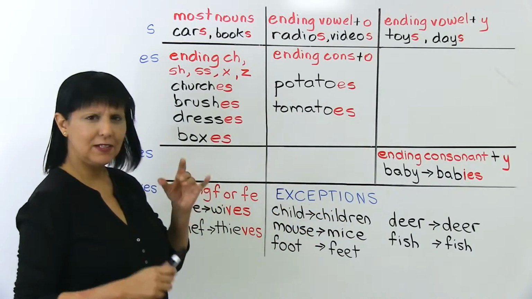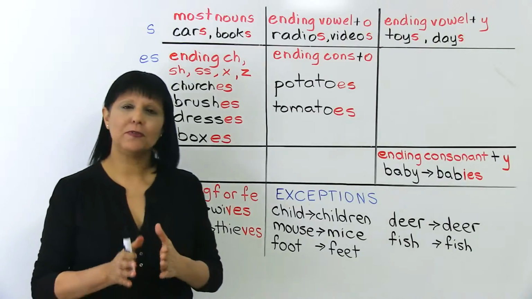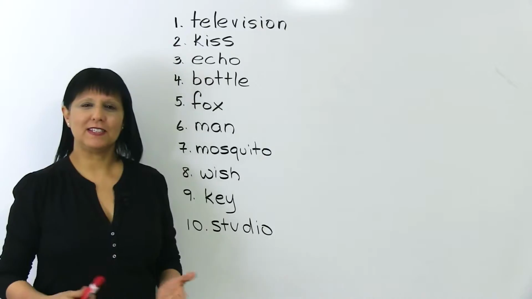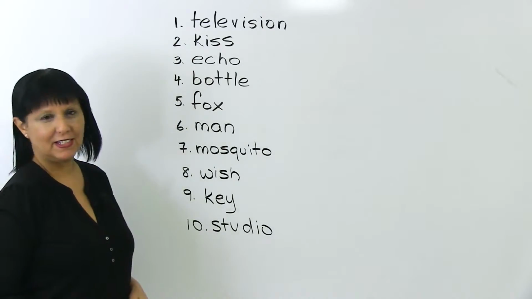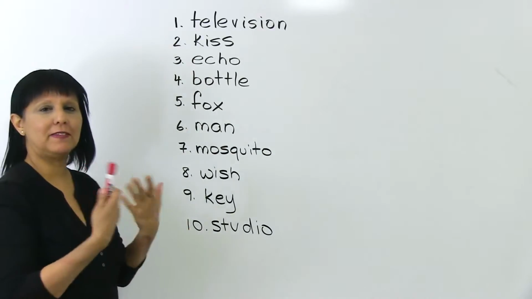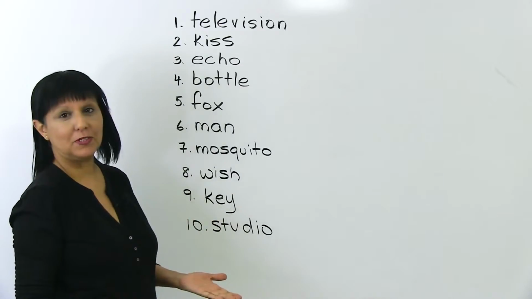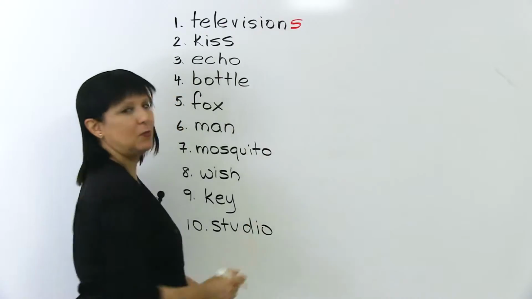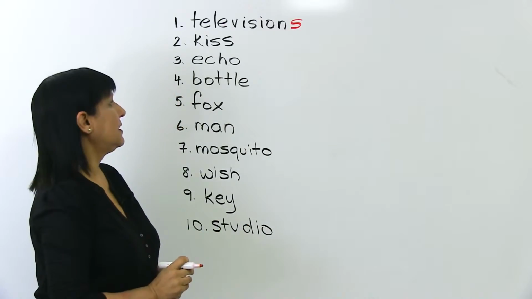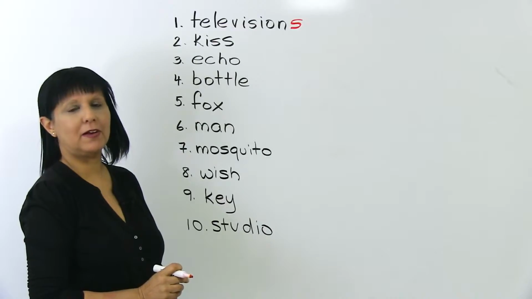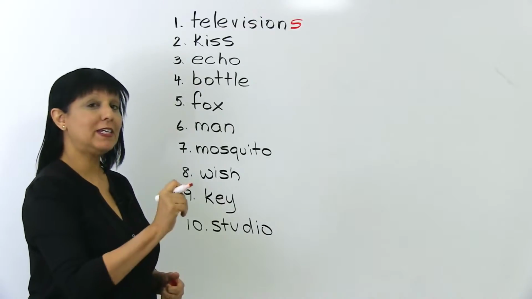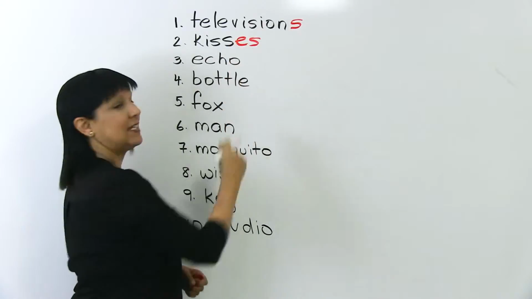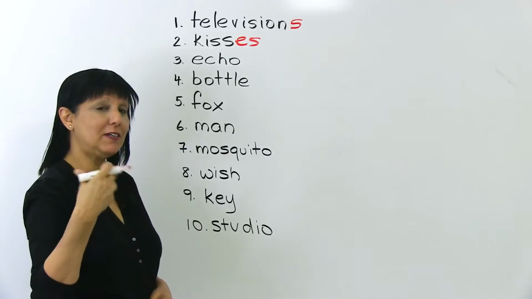Now, I know that was kind of a lot to take in, but I also know that practice makes perfect. So that's what we're going to do next. So let's practice together. Number 1, television. How do you make that plural? What do you think? Okay. We just add an S. Kiss. Do you remember how to make that plural? You get 1 kiss, but you get 2 kisses. Okay, remember you can hear it.